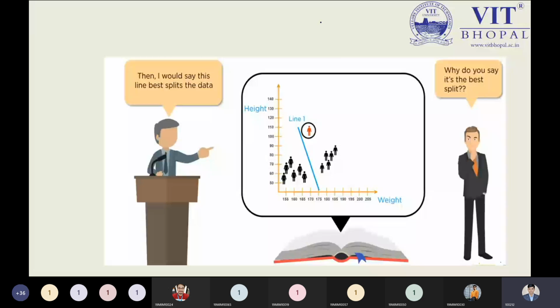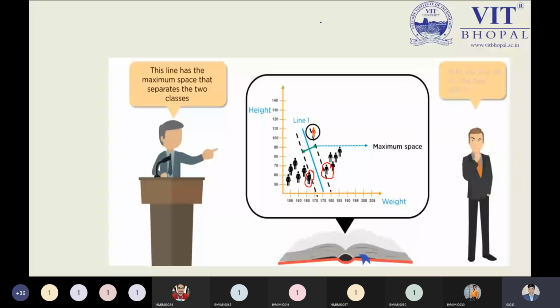Let me give some proof to justify why I have chosen line one. If I'm choosing line one over here, the line will be drawn in a linear way. That is a point you need to keep in mind. So if I choose line one, my data will automatically be in the form of the male category. As a user I can see that, but my machine will not easily determine it. So I need to give some more proof to my model for why I have chosen line one as the best splitting line.